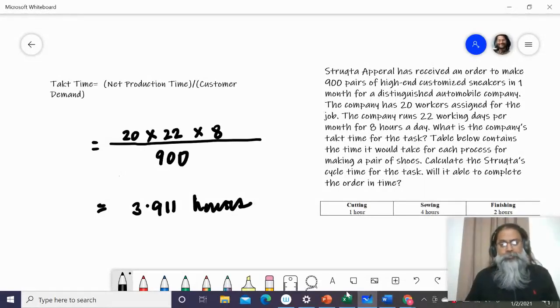Now we have to check the cycle time and see whether the cycle time is actually less than this number, or at least equal to this number, 3.911. Because if it is not, then they cannot finish the order in time.